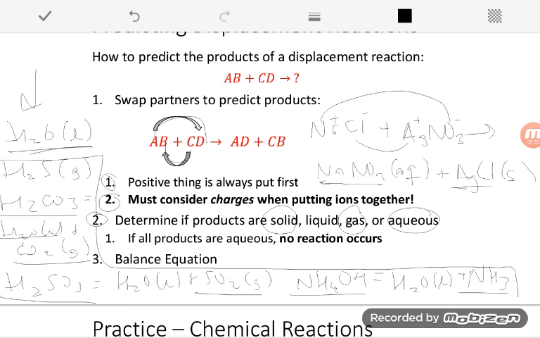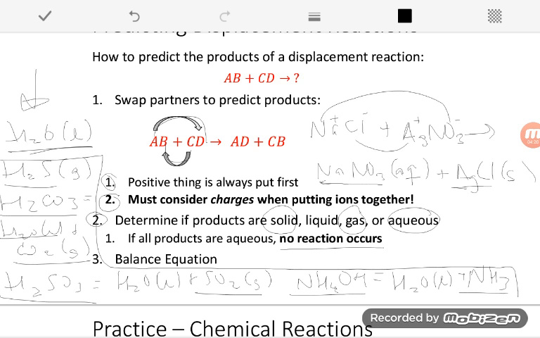So liquid would only be if you see water, gas is if you see one of these 4 pieces, otherwise it's going to be solid or aqueous, and then you check your solubility rules. If you check your solubility rules and both your products are aqueous, basically no reaction has occurred. If you did the net ionic equation for that, everything would just cancel out. So all you really did was mix some ions together, but nothing really reacted.